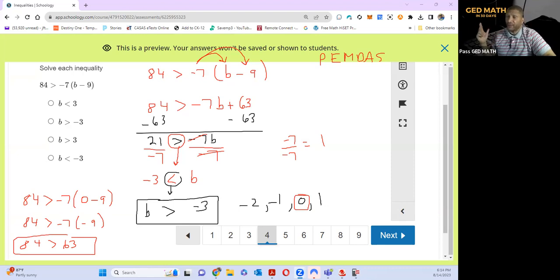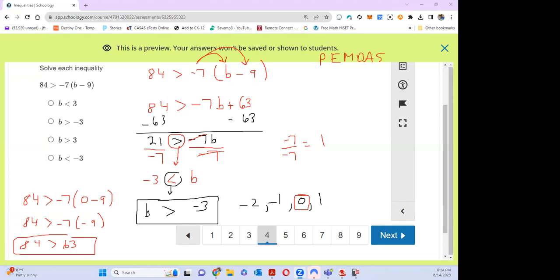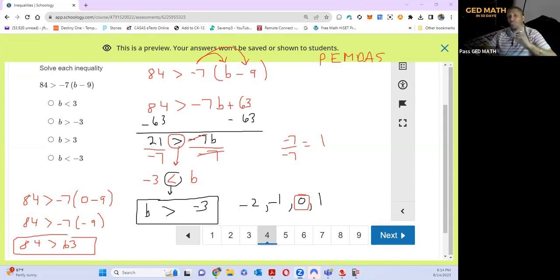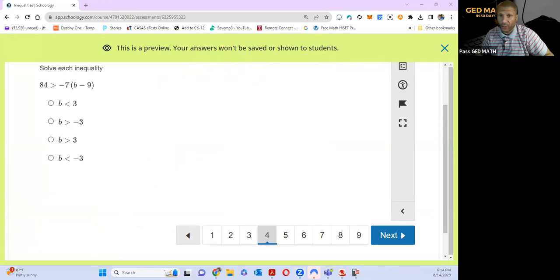Did I say isolated variable? I think I did. I'm solving a one-step equation, and then revert. In what cases will you reverse the inequality? The first is when isolating the variable, if you multiply or divide by a negative, you must change the inequality. And the second reason why you change the inequality is if your variable is on the right side. Okay, let's do one more example.